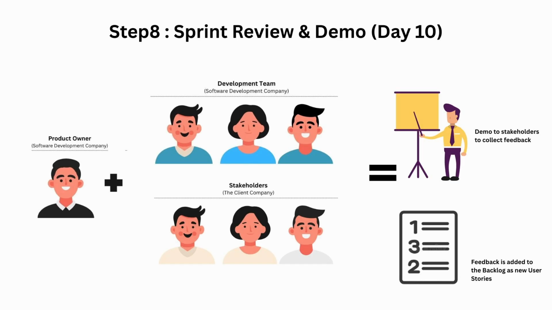On the 10th day of the sprint, the team gathers for the sprint review and demo. The working software is showcased live to the stakeholders, giving them a clear view of progress and functionality. This moment is collaborative. The entire team presents, while stakeholders share their thoughts and reactions. Every piece of feedback is captured and transformed into new user stories, added to the backlog for future sprints. The outcome is powerful. Real-time input ensures the product evolves in line with stakeholder needs, keeping development aligned with business goals.